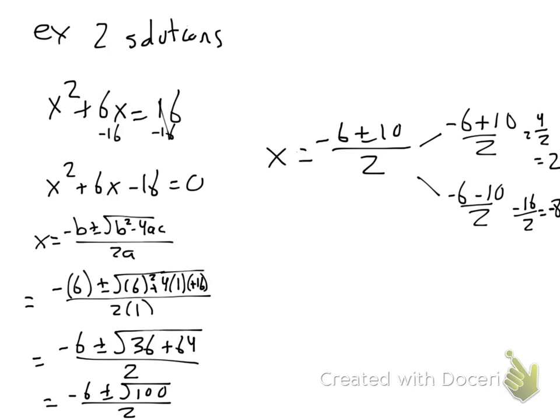What does it mean? It means that if I plug those answers back into here, x squared plus 6x minus 16 will equal 0 when I plug in the negative 8 and the 2. So there are two answers.